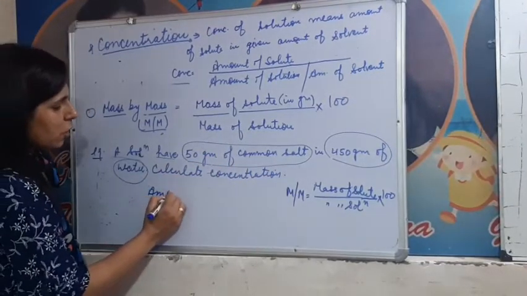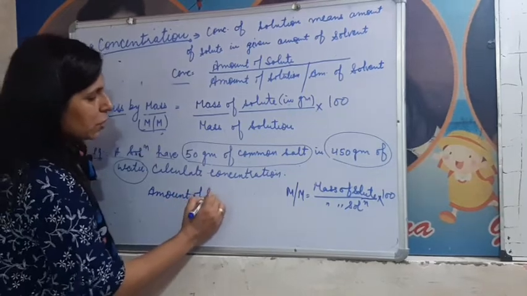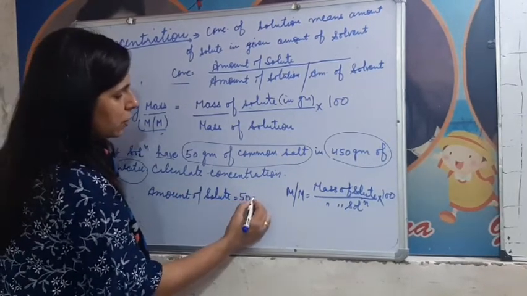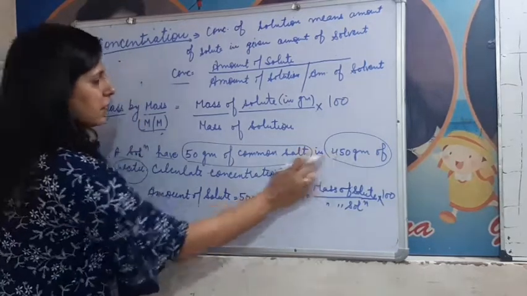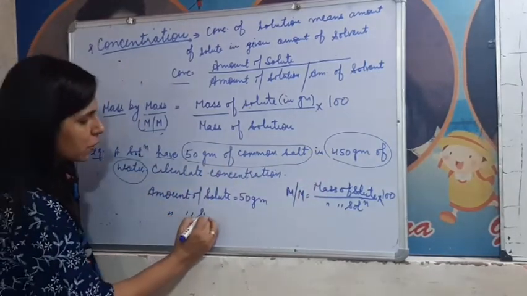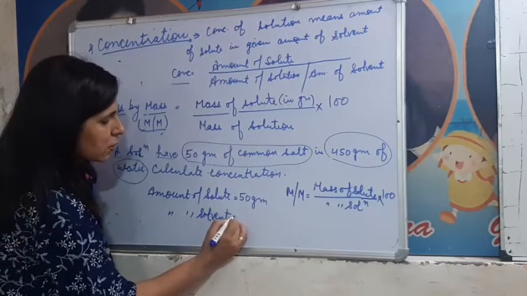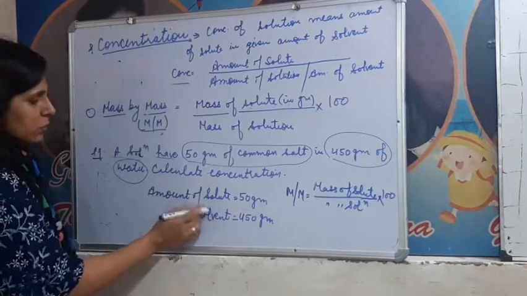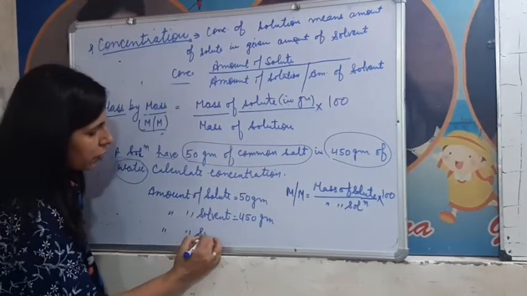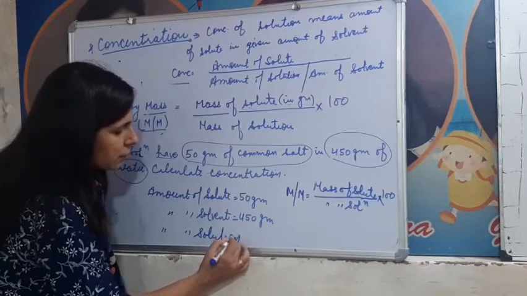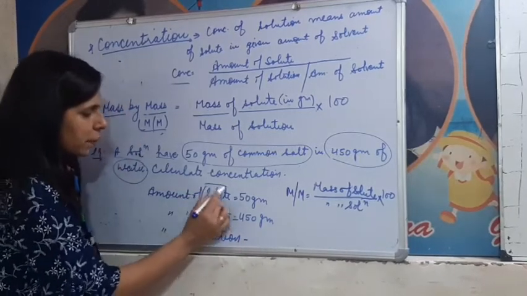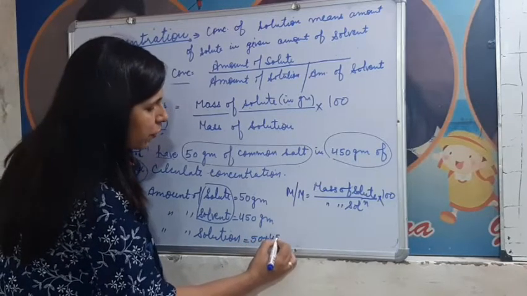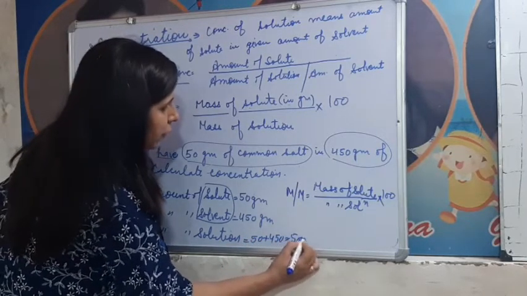So amount of solute, which is common salt, is equal to 50 gram. The second thing, amount of solvent, which is 450 gram. So what will be the total amount of solution, which is basically mixing of these two? So 50 plus 450, 500.